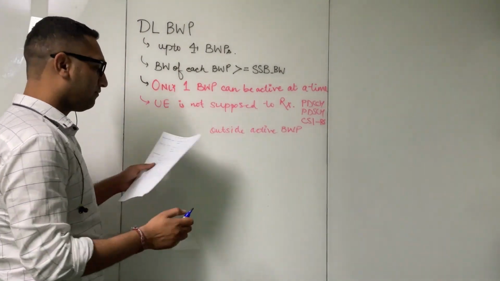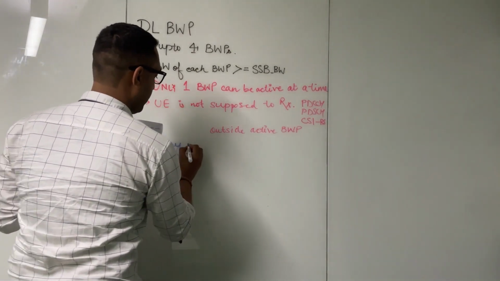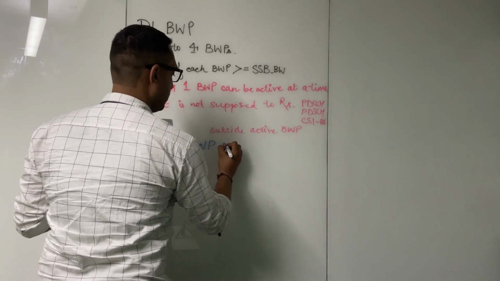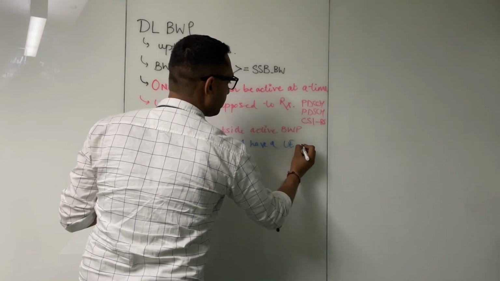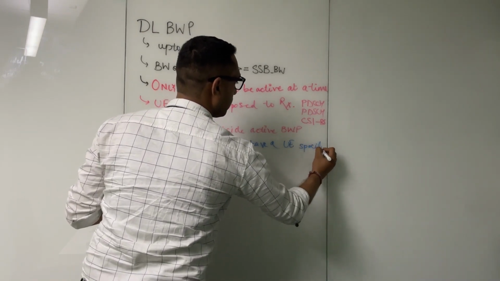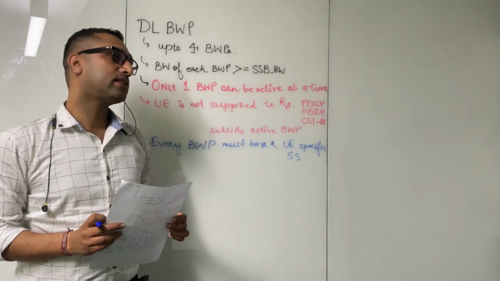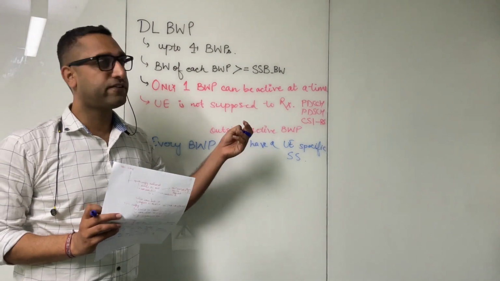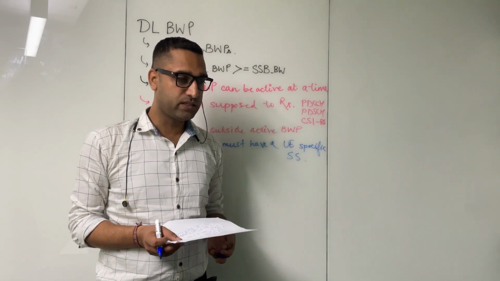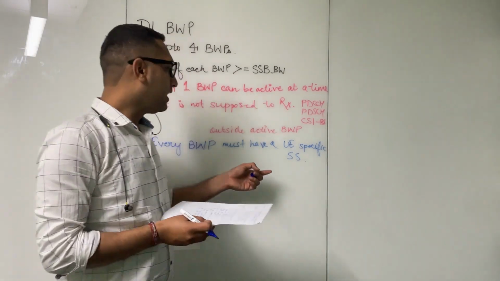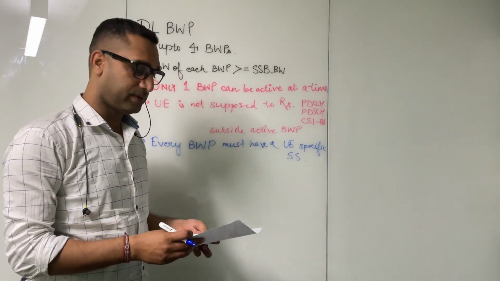every bandwidth part must have one UE specific search space. Okay, so we will see different types of BWPs now. There are specific types of BWPs, and when we study them, you will realize the importance of this point, that every BWP must have at least one UE specific search space.